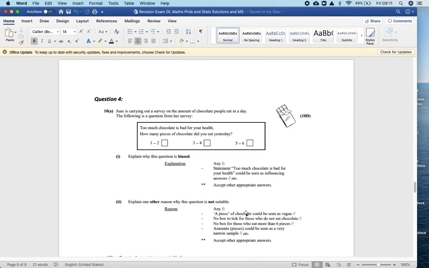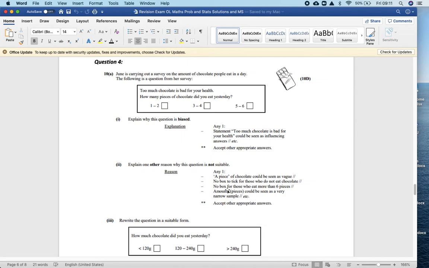What are they saying over here? Yeah, so you only need 1, okay? And there's the one I suggest. So I said there's no box for those who eat more than 6. You could also say there's no box for those who don't eat chocolate, so 0.